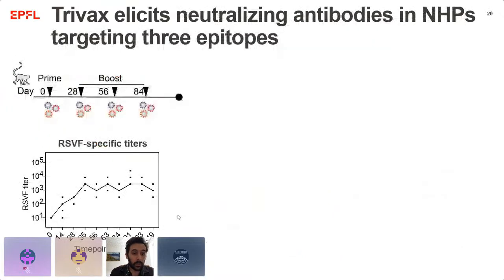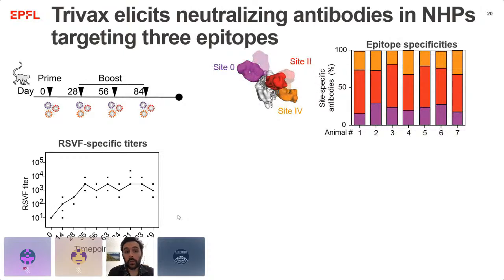Then we set out to ask what these immunogens could do in an animal model that would be close to humans. In this case, we immunized non-human primates. Again, you have here the immunization schedule. From this first piece of data, what we could see is that we could, in fact, elicit antibodies that could cross-react with the viral protein. That's one of the first requirements to understand the functionality of these antibodies. Next slide.